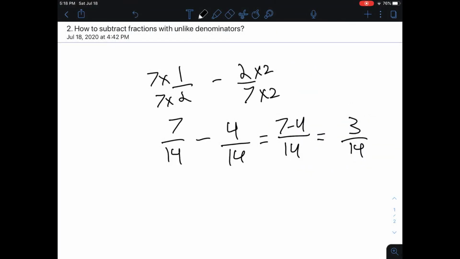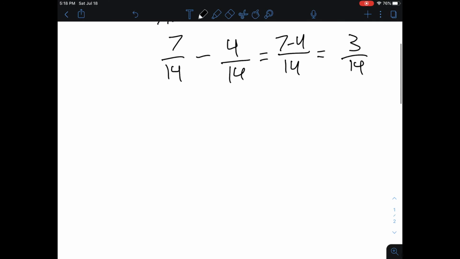So now I'm going to go over another example. We're going to do 3/4 minus 1/6. Okay, so we're going to approach this problem in a similar way.